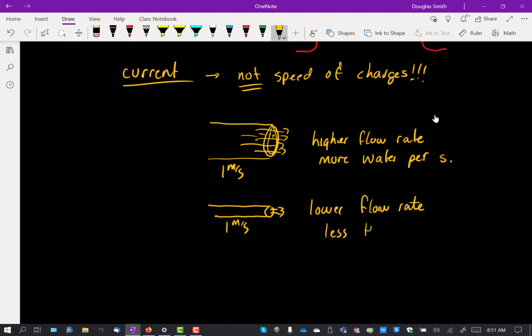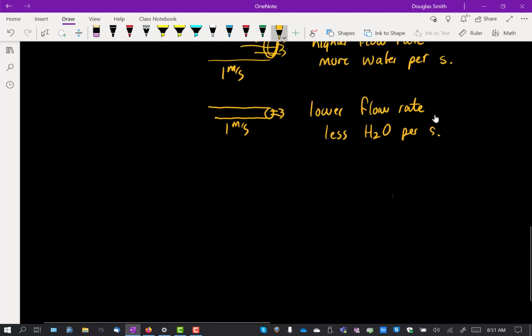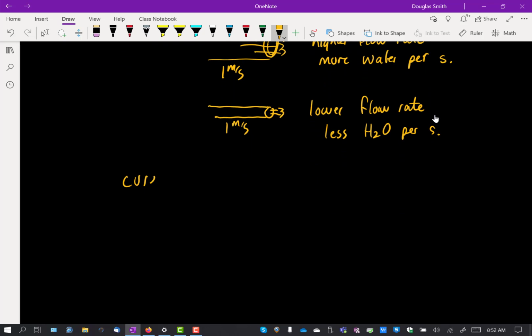Less water per second. And that's the same idea with current. Current isn't, we're not talking about water, we're actually talking about charge. So for current, it's the amount of charge flowing per second. Okay. Second is a time. So the question is, what is charge?